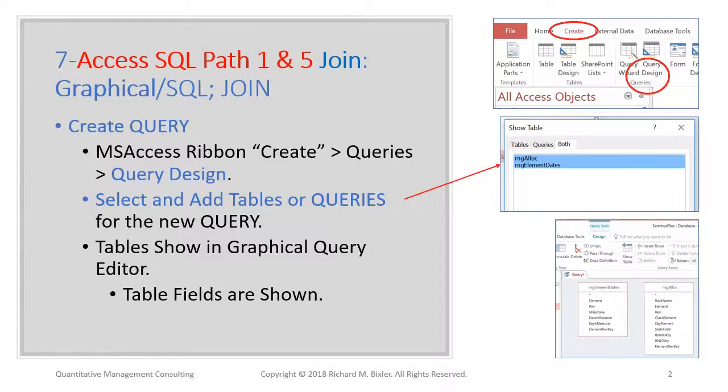For later queries implementing the PowerOpI structure, you would select the query that joins the previous structured table in the PowerOpI stack, and also select the next Excel structured table to be joined in that sequence. Select the tables to join, click OK, and the tables or queries selected will show in the Graphical Query Editor. Each table lists all its fields, and each table also shows a star symbol to select all fields.